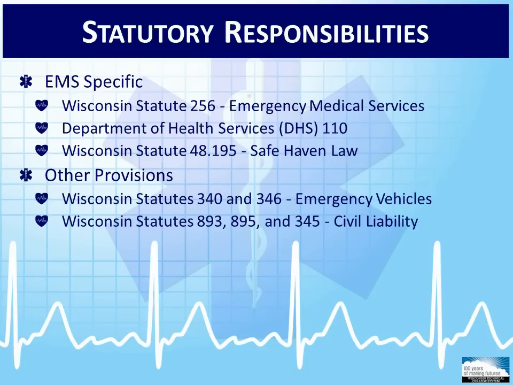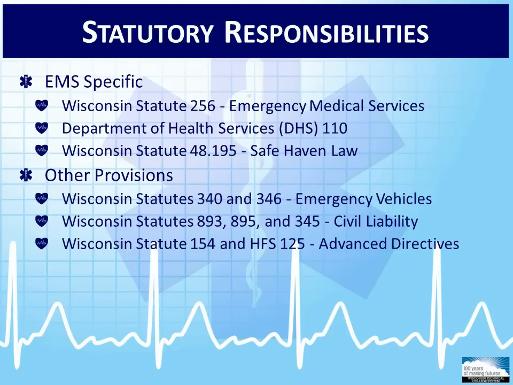State Statutes 893 and 895 deal with governmental immunity and Good Samaritan protections respectively. State Statute 345 is where we find the provisions that raise governmental liability caps in cases involving motor vehicle accidents. State Statute 154 and HFS 125 govern do not resuscitate orders and other advanced directives. State Statute 55 provides for protective custody of a mentally ill patient.